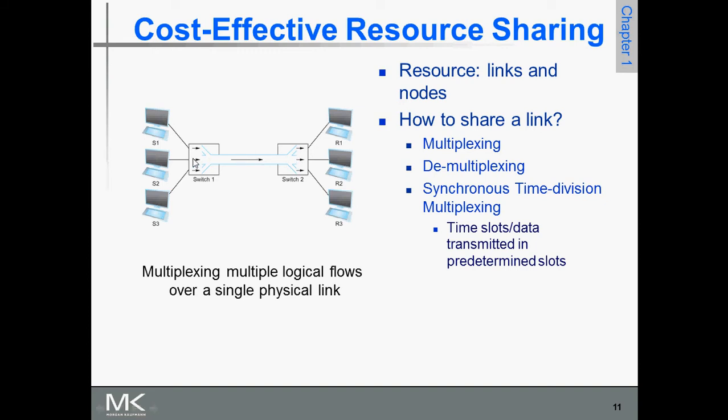After this, we have S2's turn. In S2's turn, S2 transfers the data for 10 seconds. Again in S3's turn, S3 transfers the data for another 10 seconds. So this is the concept used in synchronous time division multiplexing. That is, the time is divided equally and allocated to all the computers.